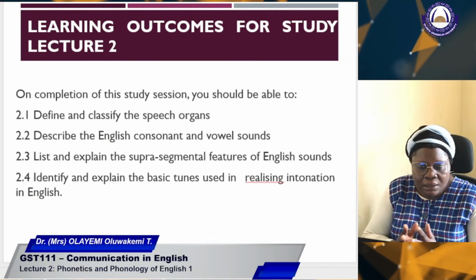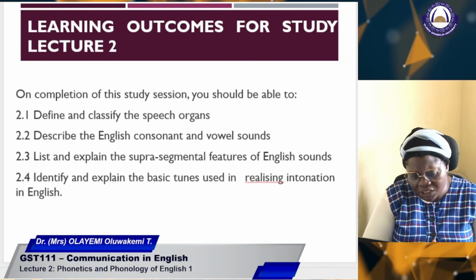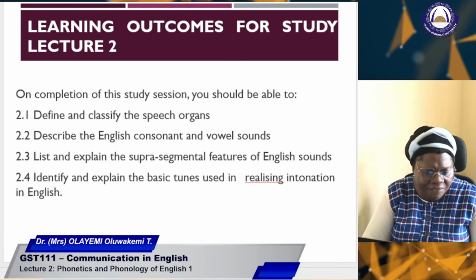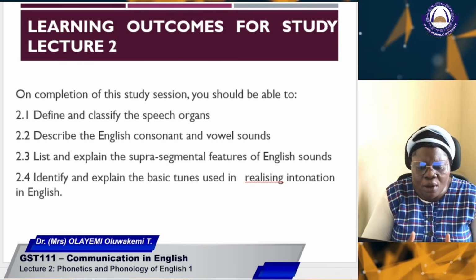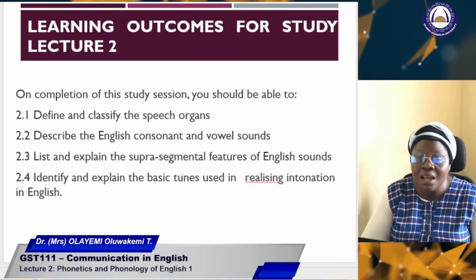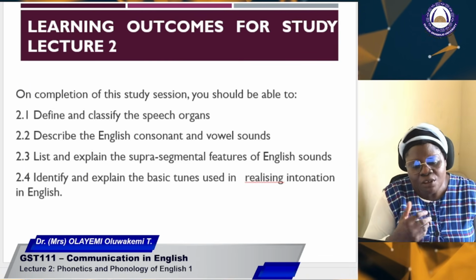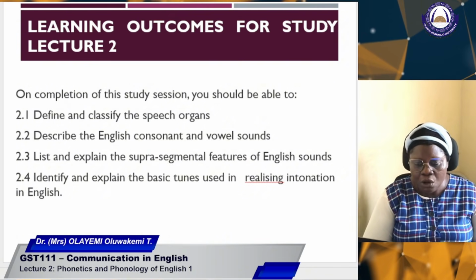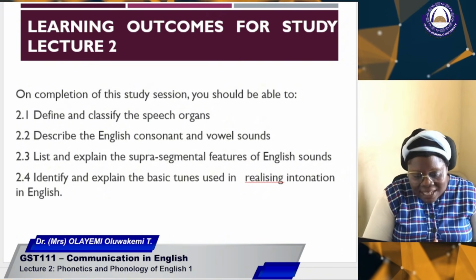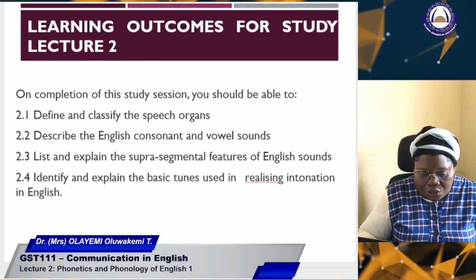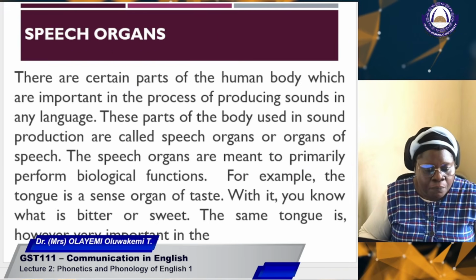At the end of this session, we expect that you should be able to, number one, define and classify the speech organs. Number two, you should be able to describe the English consonant and vowel sounds. And then also, you should be able to list and explain the suprasegmental features of English sounds. And then identify and explain the basic cues used in realizing intonation in English.